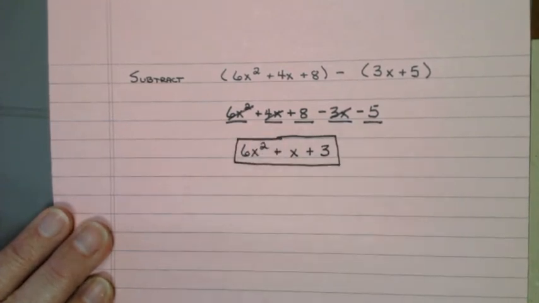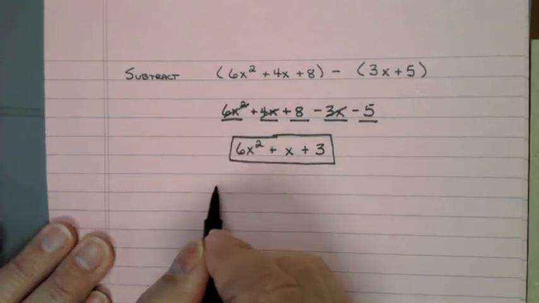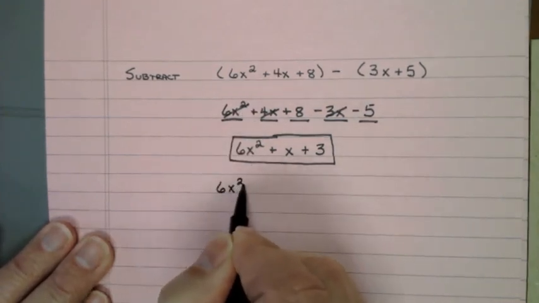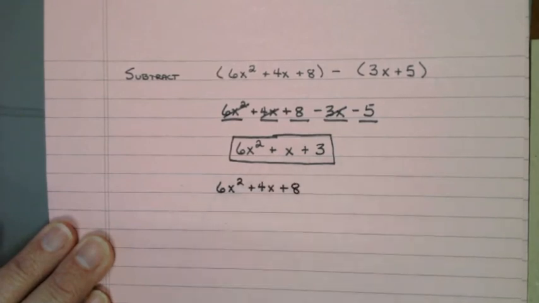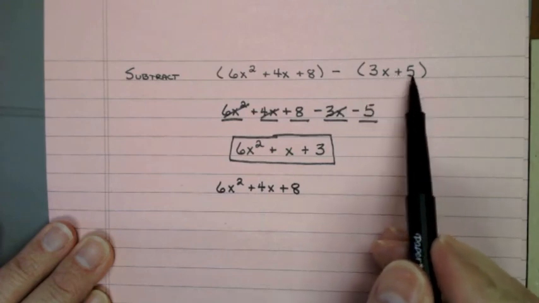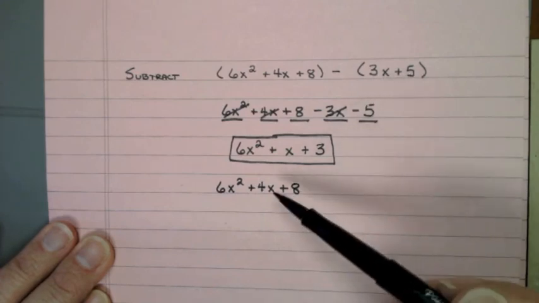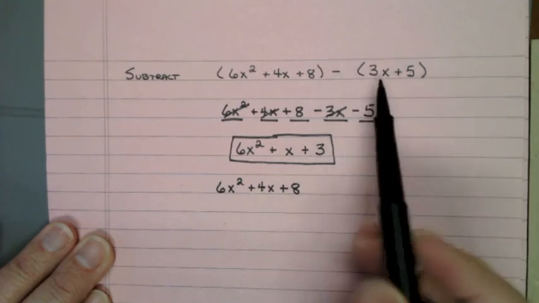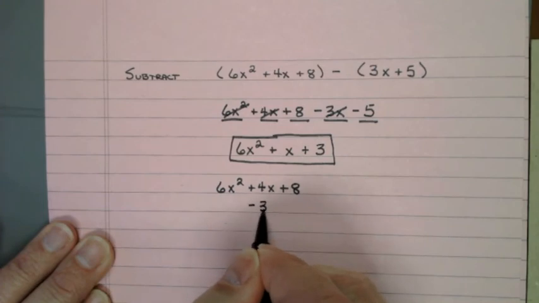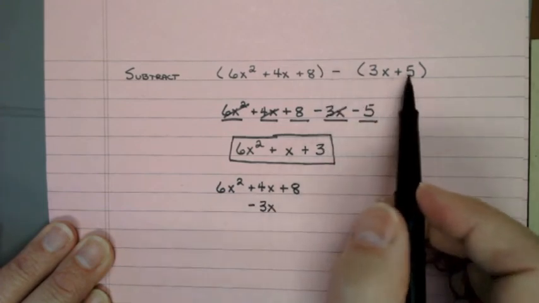If I was going to do this vertically, here's how I would do it vertically. Again, I would rewrite the problem. This sign is going to start changing the sign of things. And I need to put these up under the like terms. So this negative is going to change that to a negative, and I put it up under this. There's nothing that goes up under this one. This negative is going to change that to a negative.